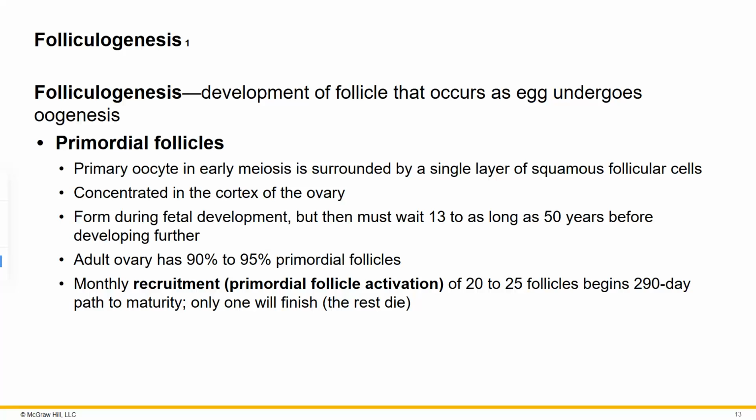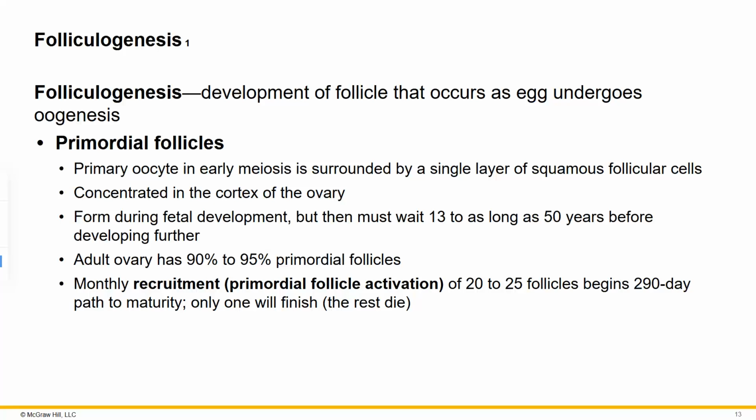They form during fetal development, but then must wait 13 to as long as 50 years before developing further. So why? Well, during fetal development, while a baby girl is developing in utero, she's already developing her own eggs. Now, after she's born, it takes about 13 years before she's going to have her first menstrual cycle. And she's not going to release an egg from her ovary until she reaches her first menstrual cycle. So since that doesn't happen until about 13 years of age, that's why we say they must wait 13 years.